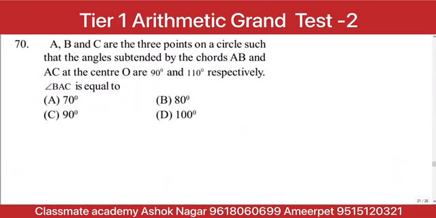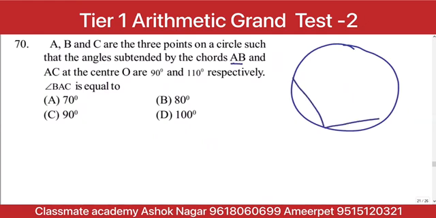A, B, and C are 3 points on the circle such that the angles subtended by the chords AB and AC at center O are 90 and 110 respectively. What is angle BAC? See here, he's saying AB and AC. This is AB and this is AC. And what is the angle subtended at the center?